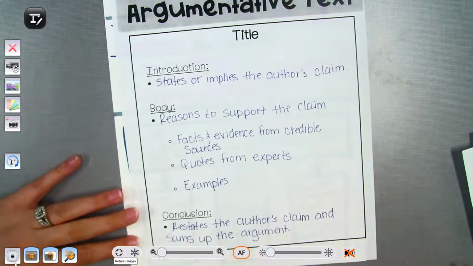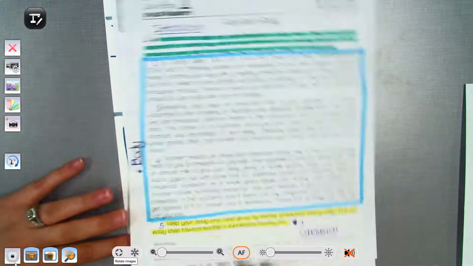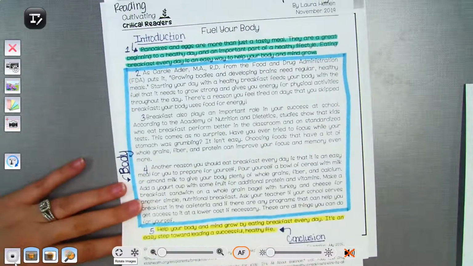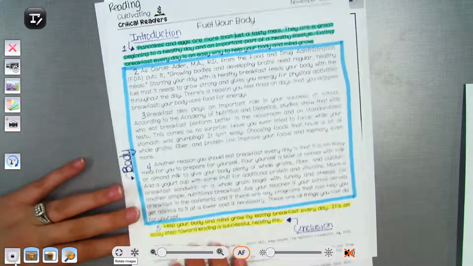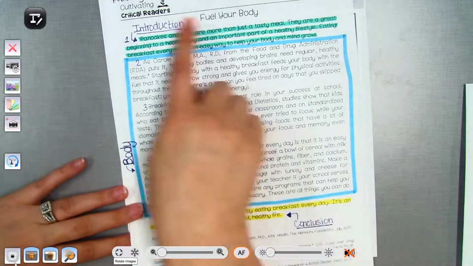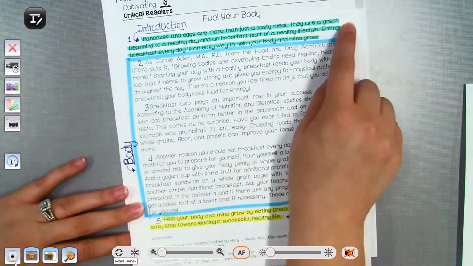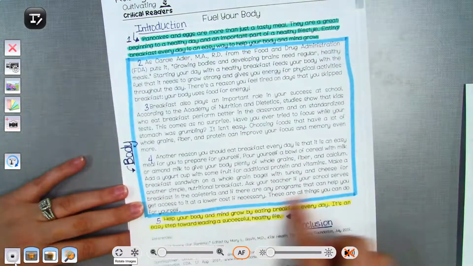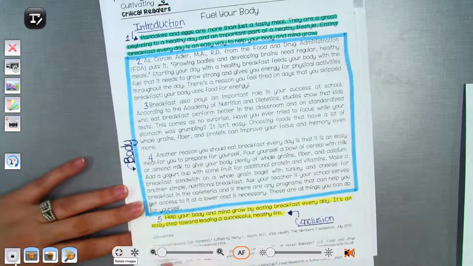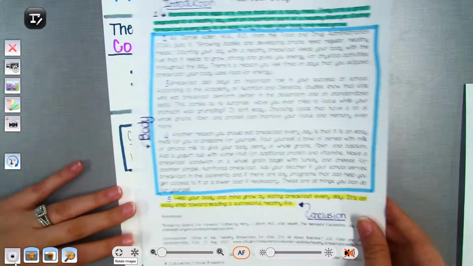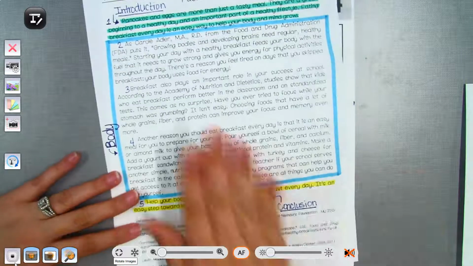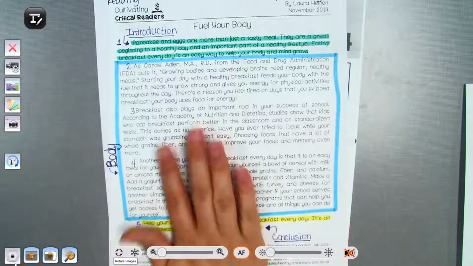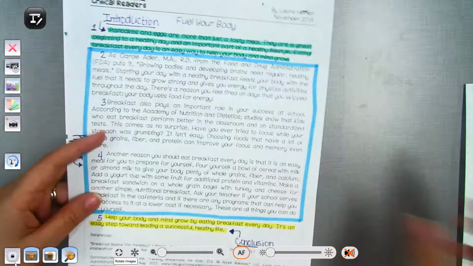Okay, so we are going to use the passage from yesterday. So if you still have that handy, take it out. If you don't, that's okay. And remember, we found where the introduction was, where our body was, and where our conclusion was. So what I want you to do for right now, we're going to need this paper if you have it. If you don't have it, that's okay. You can just watch what I'm going to do.